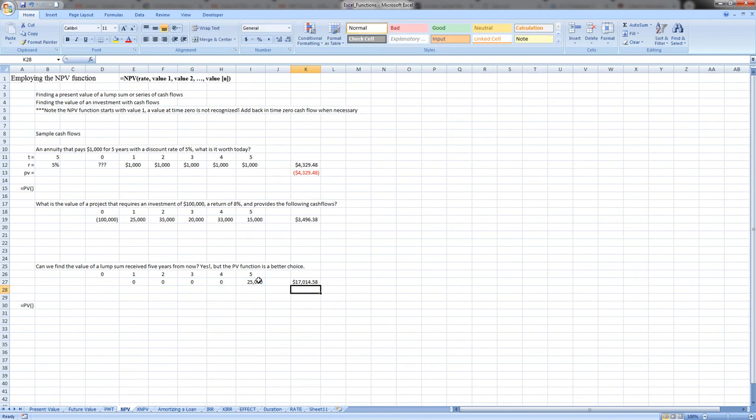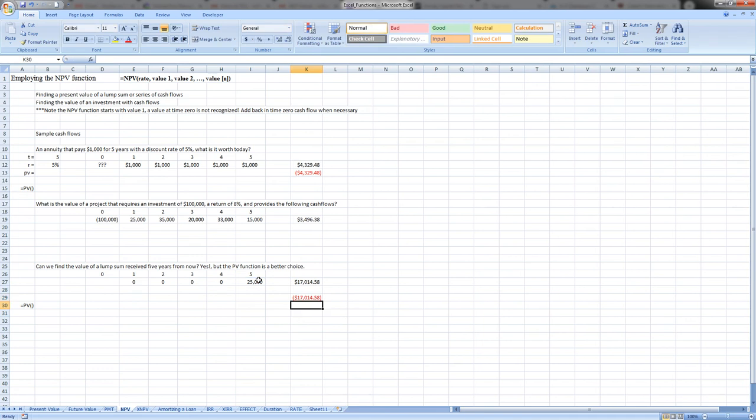So we can see that this 25,000 received 5 years from now with a discount rate of 8% has a present value of $17,014.58. If we use the present value function, we can enter our future value of 25,000, and we get the same amount. So again, it's up to you which one you want to use. I wanted to show you that there's more than one function to solve the same question. In some examples, PV might be more efficient. In other examples, NPV.